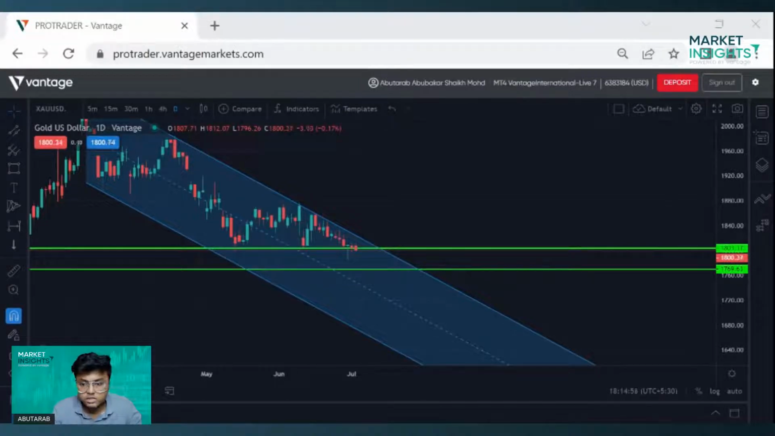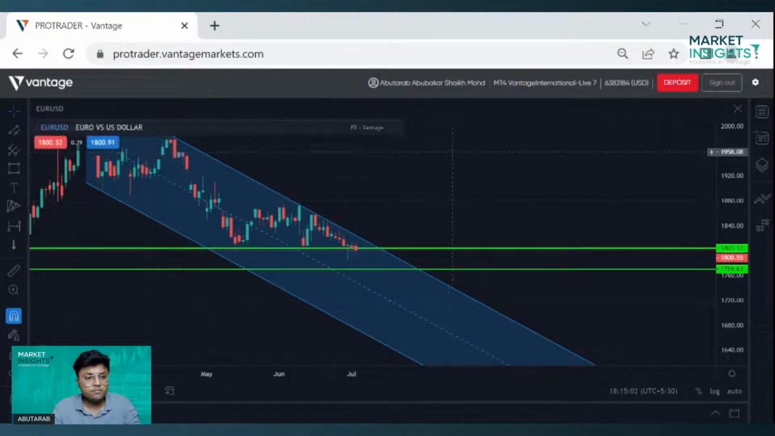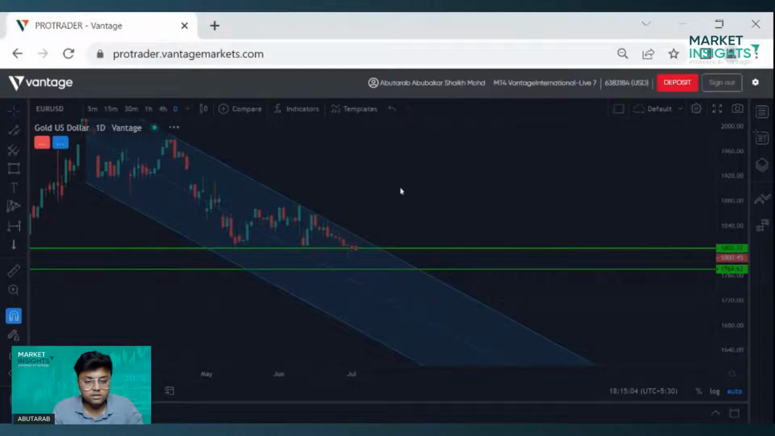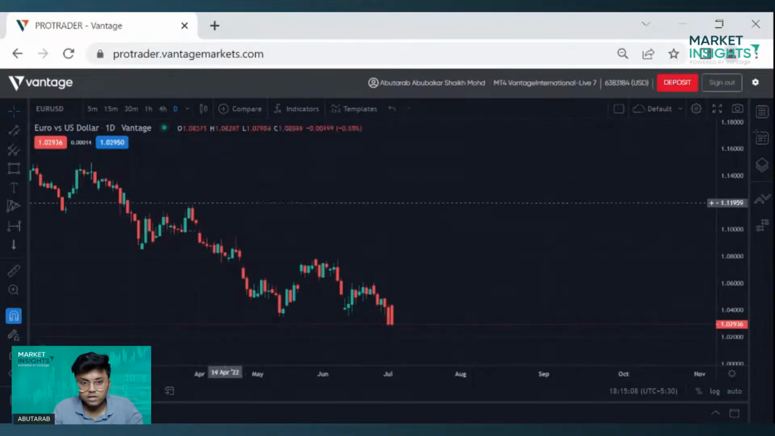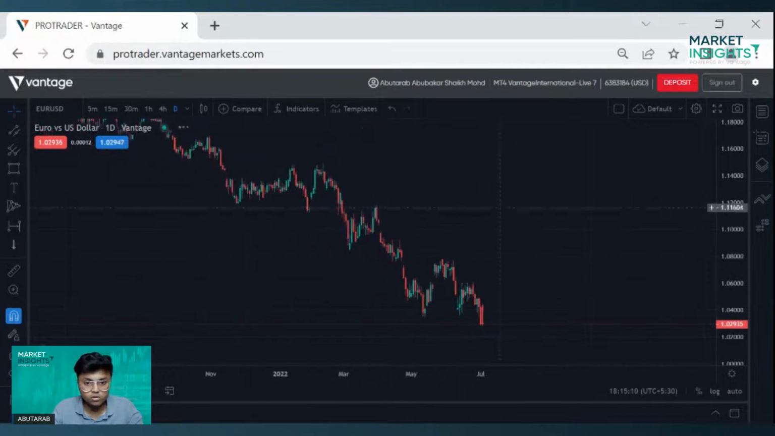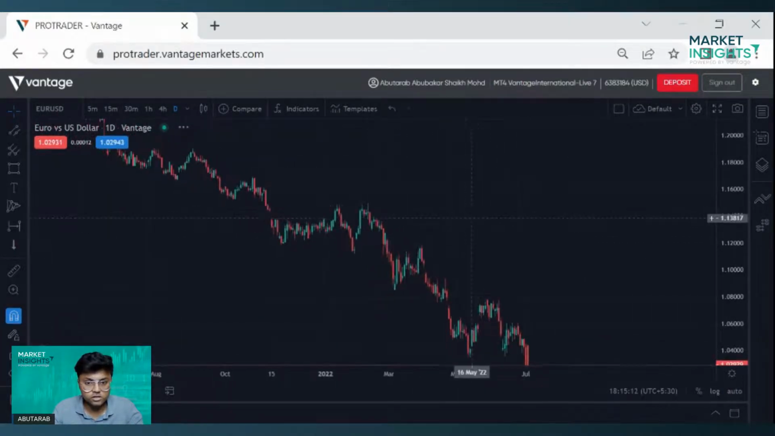So let's just find and work on Euro USD. Okay, this one. We are just doing trend line analysis. We are not going to consider any indicator for now. For now, I'm saying, okay, this one is a good one.